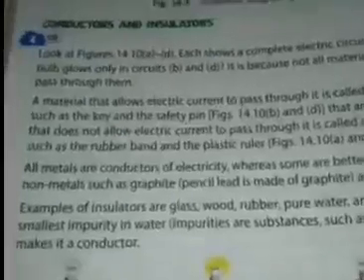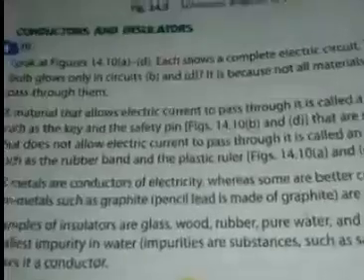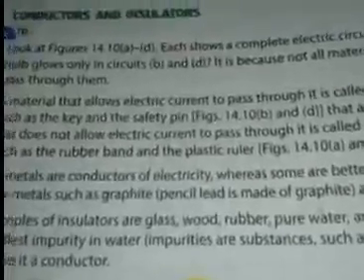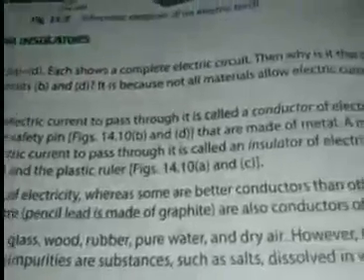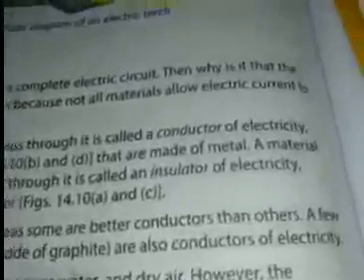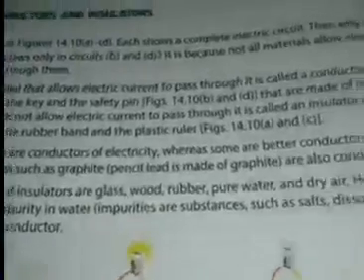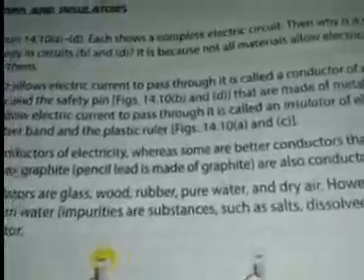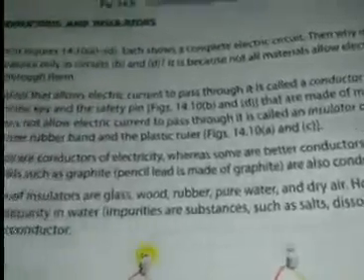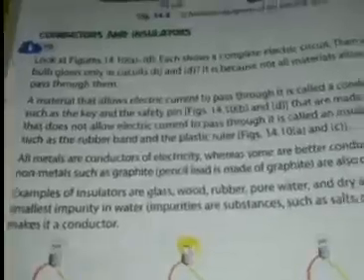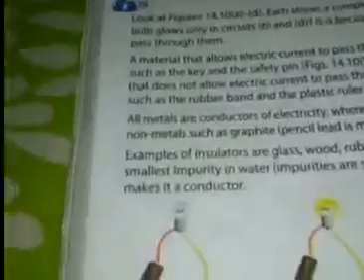All metals basically are conductors of electricity. Some are very good conductors, some are less good conductors. An exceptional case is graphite, which is present in pencil lead. It is a non-metal, but is also a good conductor of electricity. Examples of insulators are glass, dry wood, rubber, pure water, distilled water, and dry air. But in substances like pure water and dry air, if there is even the smallest amount of salts dissolved in it, then they will start becoming conductors.